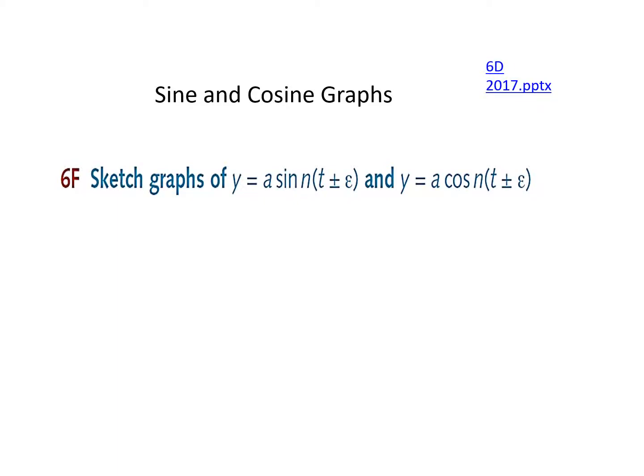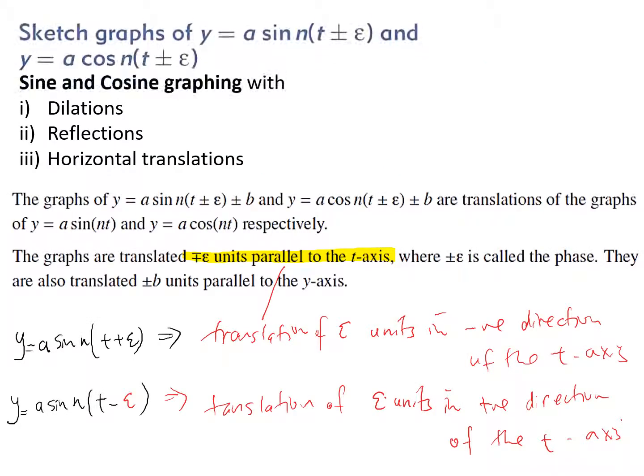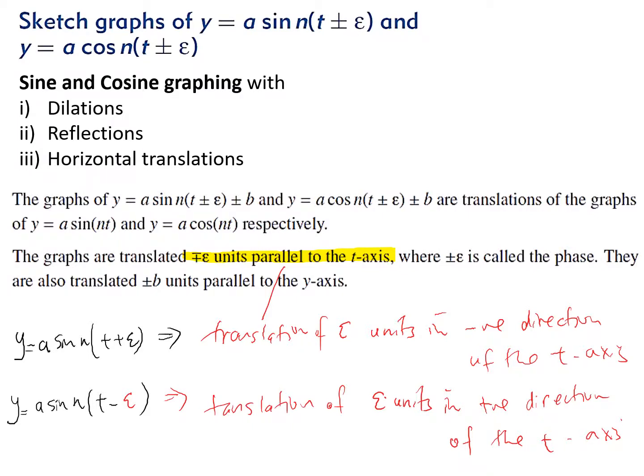In today's video, we'll be looking at the graphing of sine and cosine functions. We're going to look at graphs of the form y equals a sine n(t plus or minus epsilon) and y equals a cos n(t plus or minus epsilon). So this is a graph that involves not just dilations and reflections, but also horizontal translations. We will not be looking at vertical translation in this video. We will just focus on those three points that we mentioned before: dilations, reflections, and horizontal translations.